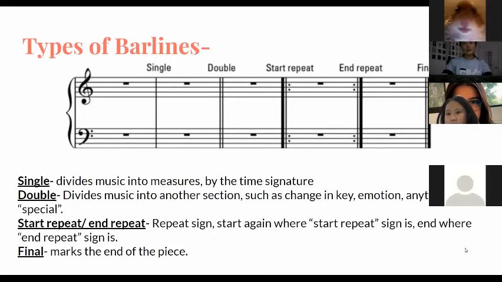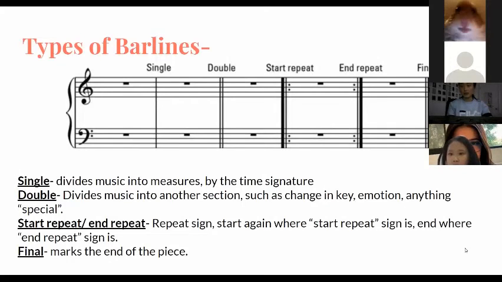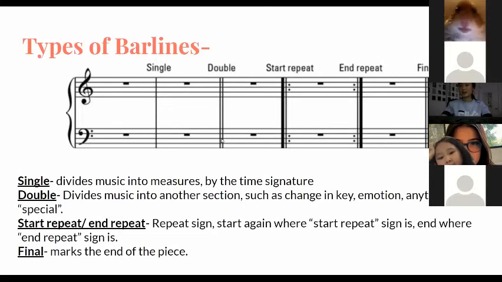So it doesn't just indicate tempo. It can also mean key change. Like if it changes from C major to G major, there can be a double bar line there to indicate that. It can also change emotion. Like if it's sadder in the beginning, but then it becomes more happy, there might be a double bar line there. So anything special, they might put a double bar line there. Okay.